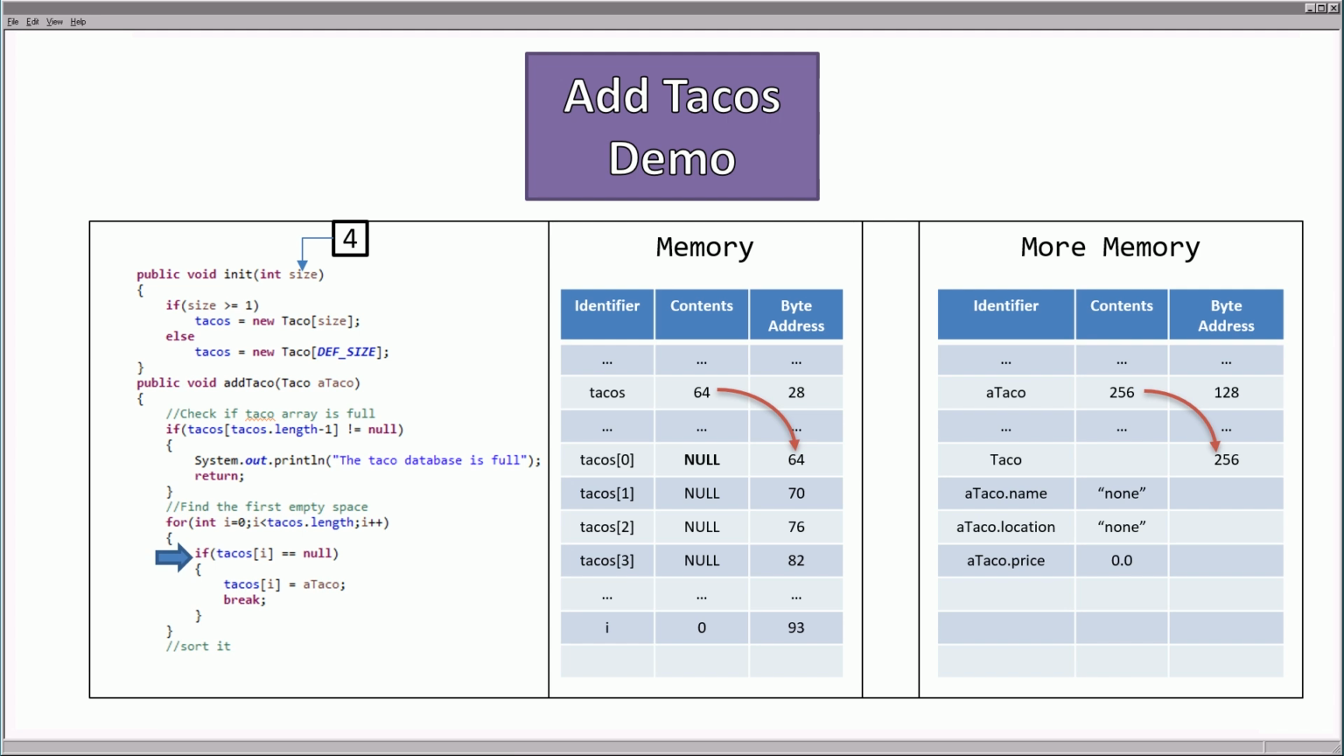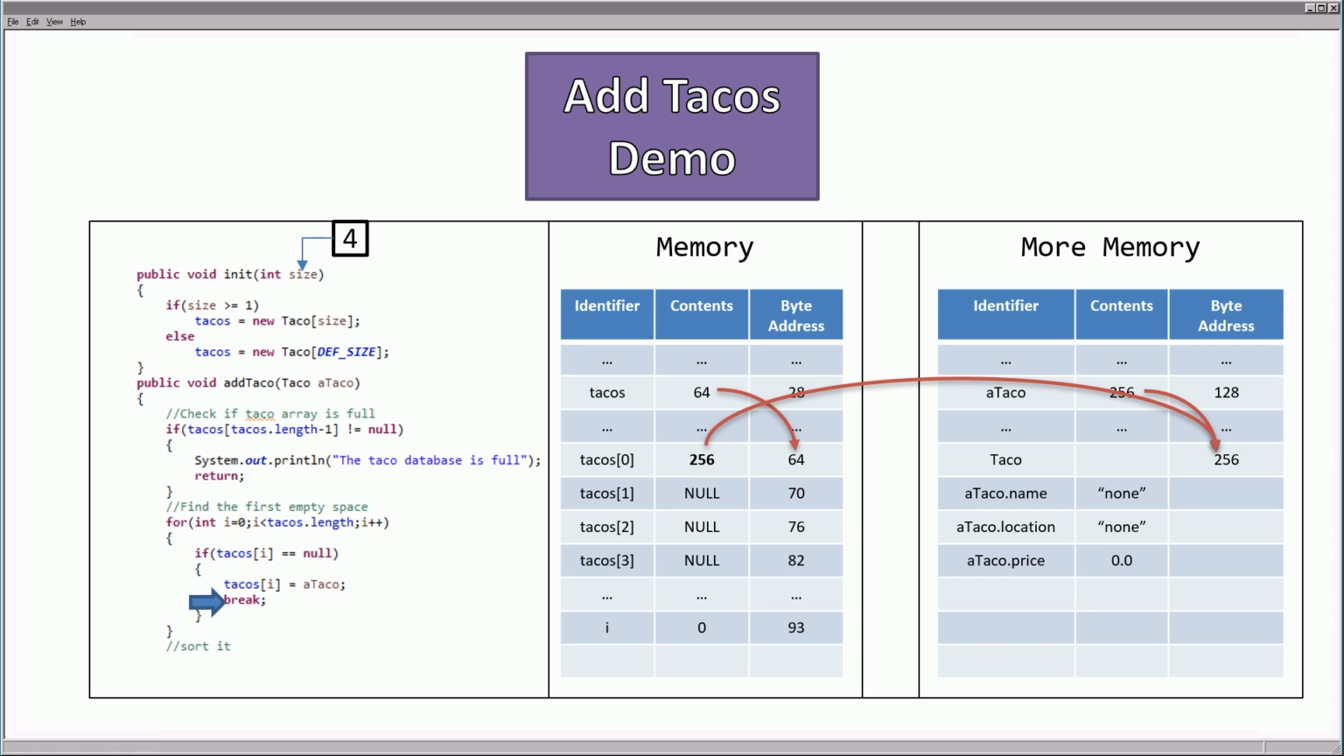It's the first element. Then what we do is assign tacos at index 0 to the value that is stored inside of aTaco, which again is a memory address. This assigns tacos at index 0 to the memory address 256, and the way that you could think about it is this element of this array points to this object. And now you can see the parameter aTaco references the same object as tacos at index 0. This didn't make a copy of this taco, it's just referring to the same one in memory.